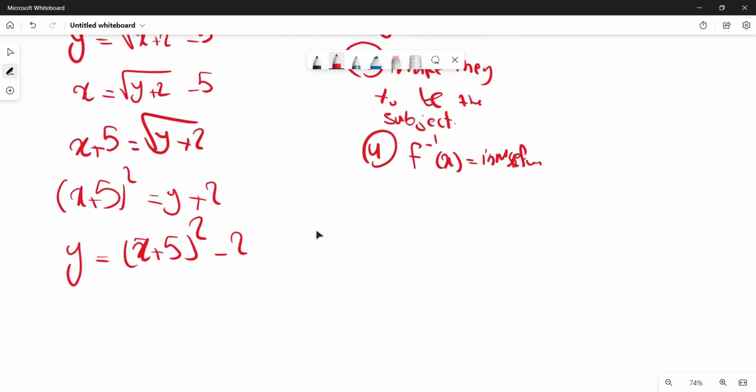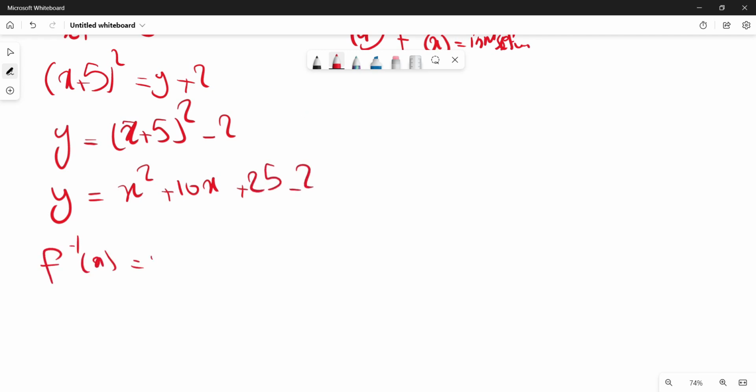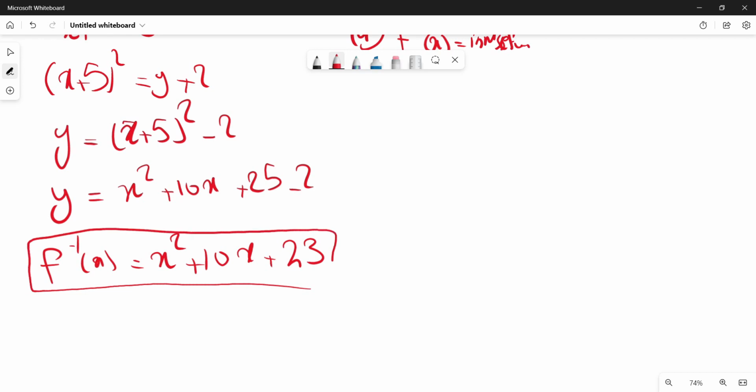We should actually open the bracket, so we have to simplify it as much as we can. We know that x plus 5 to the power of 2 is x squared plus 10x plus 25, minus 2. At the end we can say f negative 1 of x is equal to x squared plus 10x plus 23. So this is the f inverse of the equation above that we had.